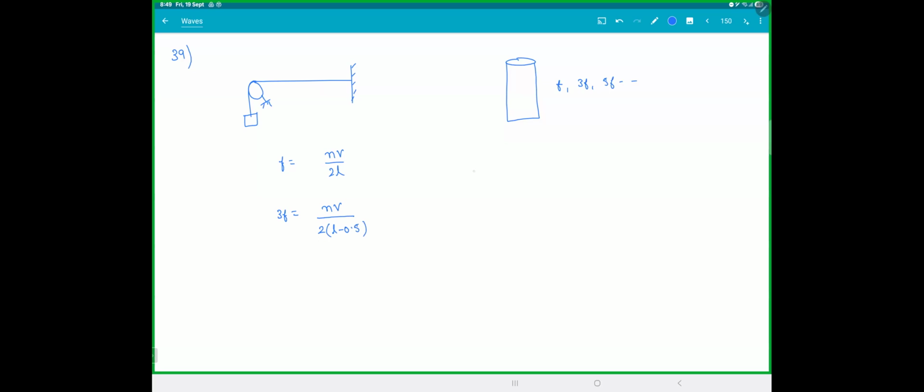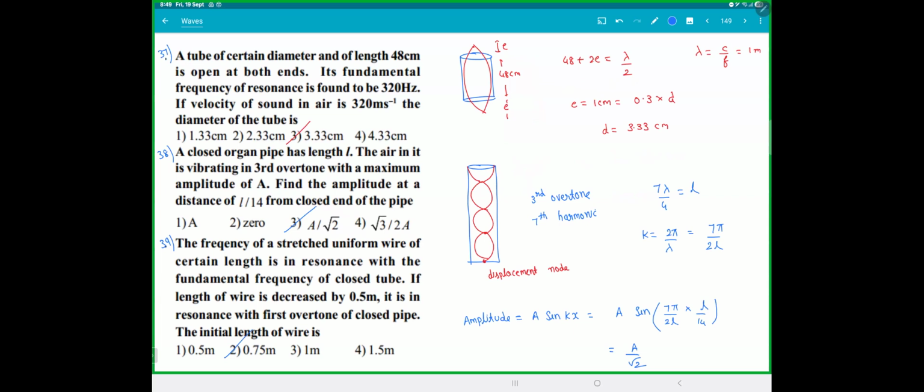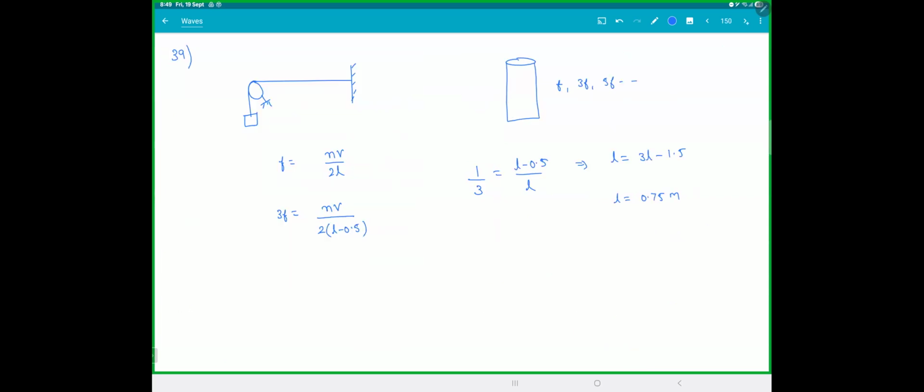So if you just divide them, you'll end up with 1 by 3 is equal to (L minus 0.5) by L. This will be 3L minus 1.5, and L will be 0.75, or 75 centimeters. Clear with this? So basically, when you change the length of the sonometer, the frequency became 3F. That's the whole story.